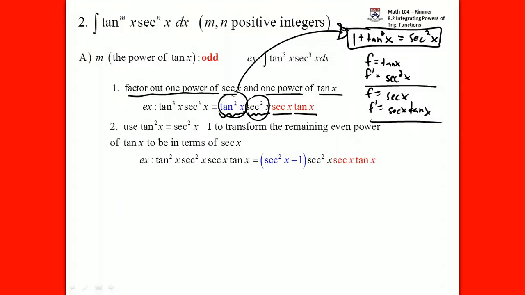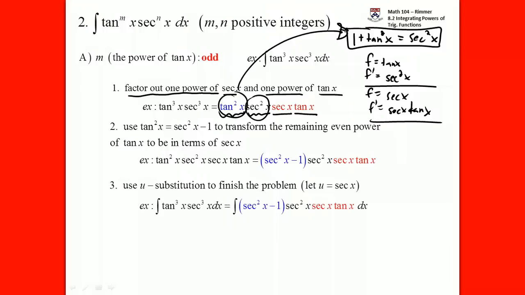And I'm going to let u be secant. And I got a nice polynomial in u. So it's sort of the same, but not exactly, though. Let u be secant. And we're looking at u squared minus 1 times u squared du. Let u equal secant, so that du is secant tangent.